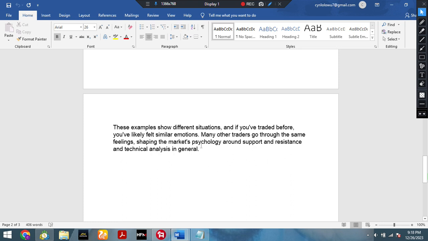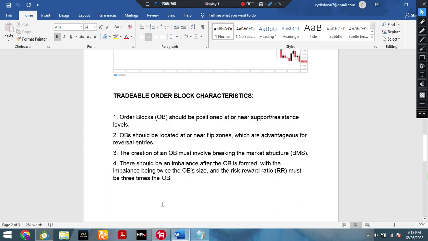And one more thing I want to bring to your notice regarding this is when you go back to the previous lesson where I talked about tradable order block, we said one, order blocks should be positioned at or near a support or resistance level. So if you are going to do all this, you still need to check where it is. If your order block is not at this region, there's a probability that it won't work. But nevertheless, your 5 minutes will always give you that information very fast.